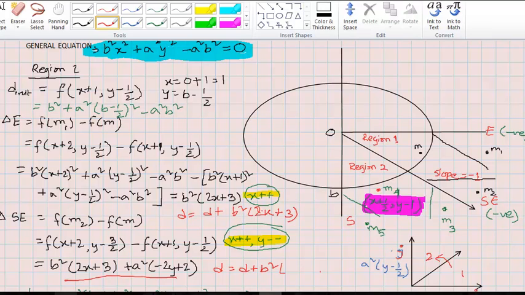So that's all for the ellipse drawing algorithm. Next up we'll be starting with the line clipping algorithm, so stay tuned.